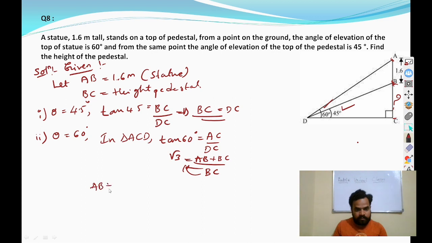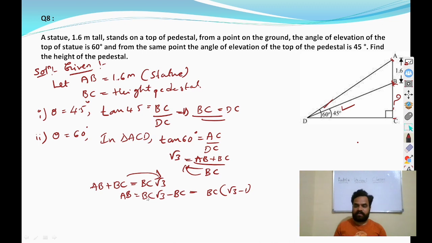Now AB plus BC equals BC root 3. This plus BC goes to the other side and becomes minus BC. So AB equals BC root 3 minus BC. I will take BC common. What is remaining? Root 3 minus 1. This is AB. AB is 1.6. So BC equals 1.6 divided by root 3 minus 1. As I told in the previous problems, in such a situation we need to rationalize the denominator. What is rationalizing the denominator? We need to remove these root values from it.